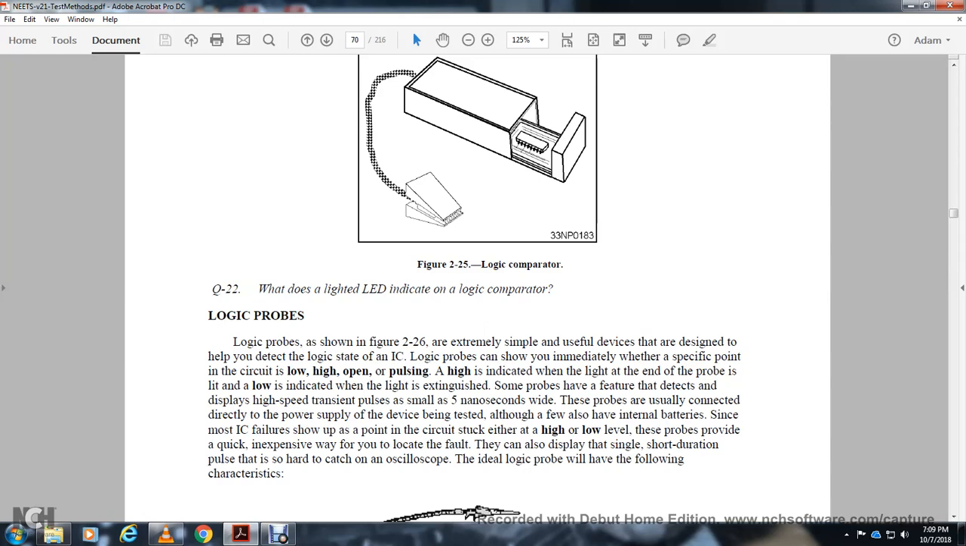The probes also feature a detector that displays high speed transition pulses as small as 5 nanoseconds wide. The probes will usually connect directly to the power supply of the device under test, although some also have internal batteries.